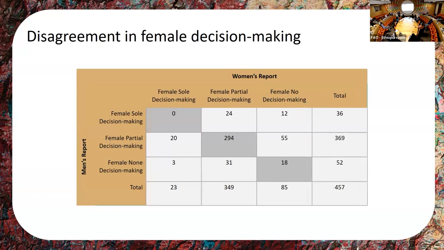This is for decision-making. There's a little bit more agreement. Here we have 69% agree on women's decision-making roles, but that means there's still a lot of disagreement. And the most common disagreement is this cell, where the woman says she has no decision-making power, but her husband reports that she has some.